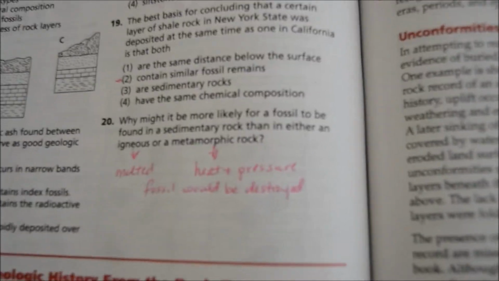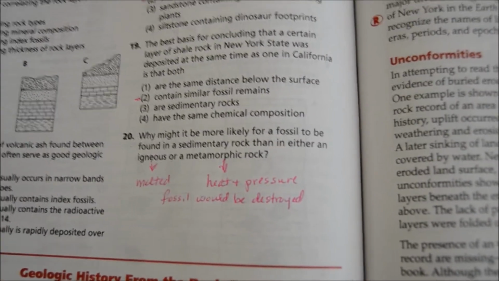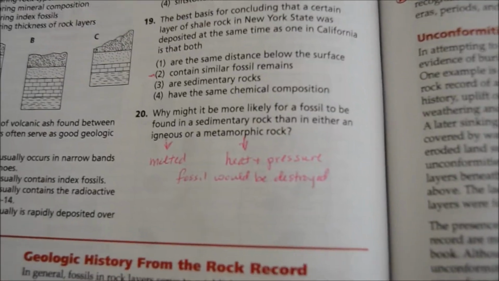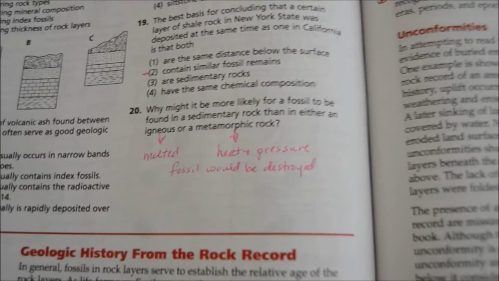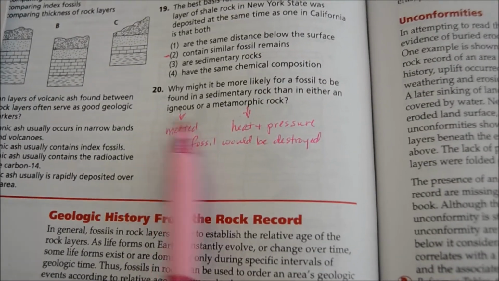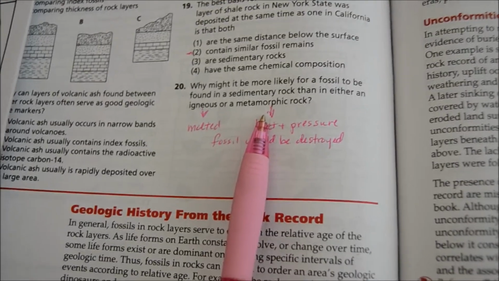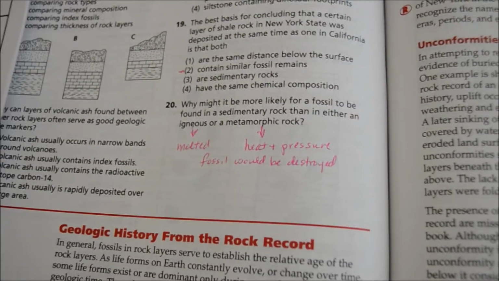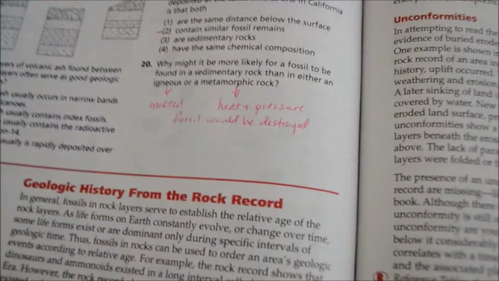Number 20. Why might it be more likely for a fossil to be found in sedimentary rock than either igneous or metamorphic? We had talked about this when we did rocks. Remember, igneous, I'm melting, so I would destroy the fossil. Metamorphic, I'm adding heat and pressure. I'd also destroy the fossil. So the only one that's not destroying the fossil is your sedimentary rock.